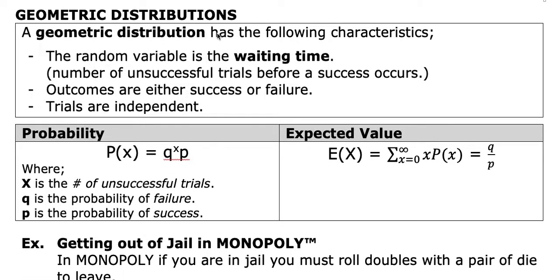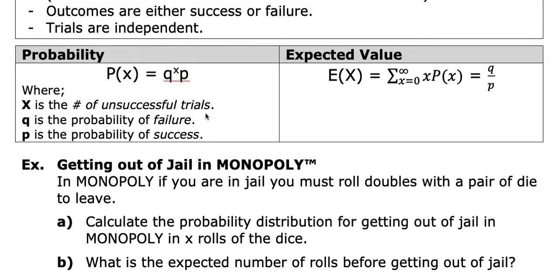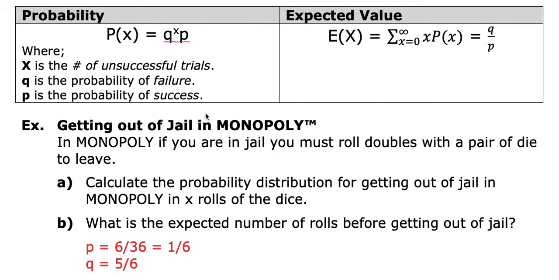Geometric distributions have the following characteristics. The random variable is the waiting time, the number of unsuccessful trials before a success occurs. Outcomes are either success or failure, and trials are independent. So, the characteristics of this type of probability distribution are given by its probability function.